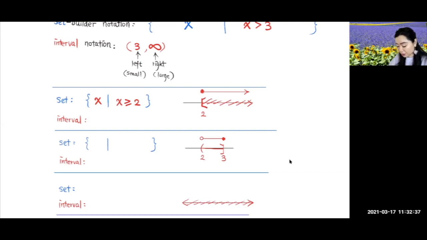Using interval notation, you will go from left to right. The left here will be bracket 2, comma, and then go all the way to infinity. We can never reach infinity, so we always use a parenthesis after that.